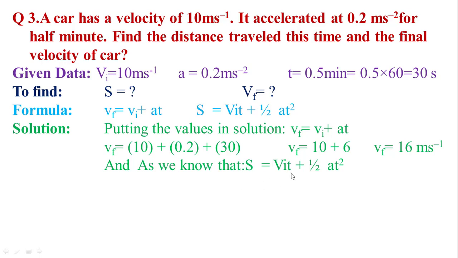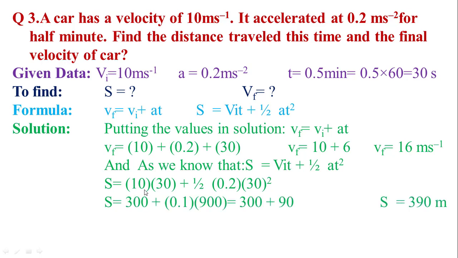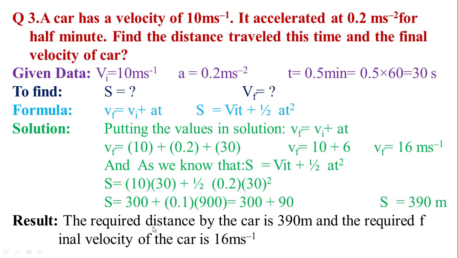As we know that S is equal to Vit plus 1 upon 2 At square, then S is equal to 10 multiplied by 30 plus 1 upon 2 value of A 0.2 and time T 30 seconds whole square. Now solve this equation. S is equal to 10 multiplied by 30 is equal to 300 plus 0.2 divided by 2 is equal to 0.1. 30 square is 900. 900 multiplied by 0.1 is 90. So S is equal to 300 plus 90. So distance S is equal to 390 meter. Result, the required distance by the car is 390 meter and the required velocity of the car is 16 meter per second.